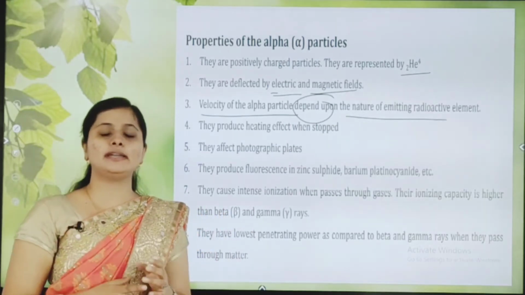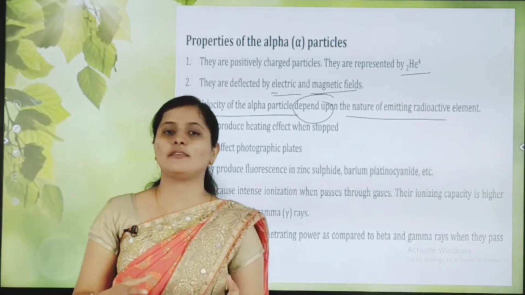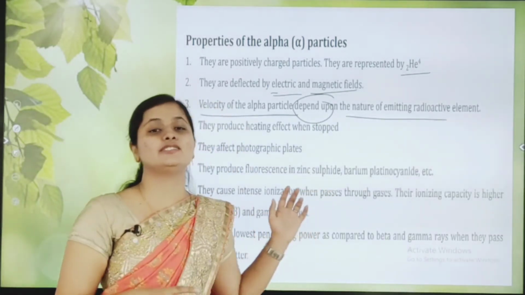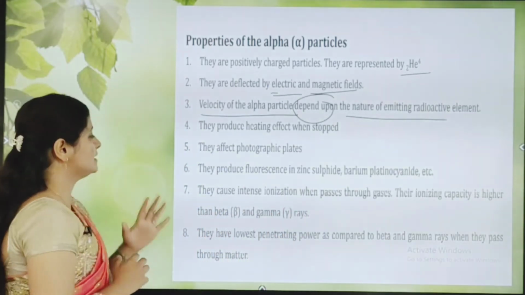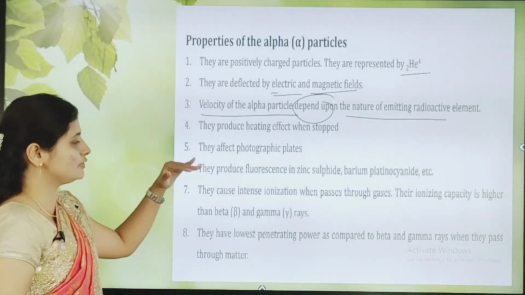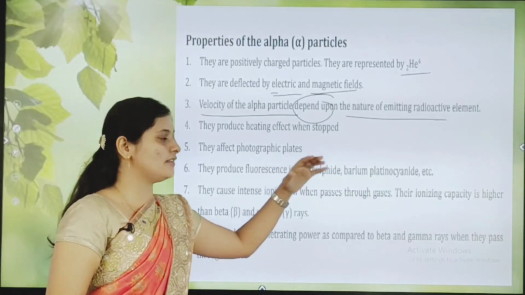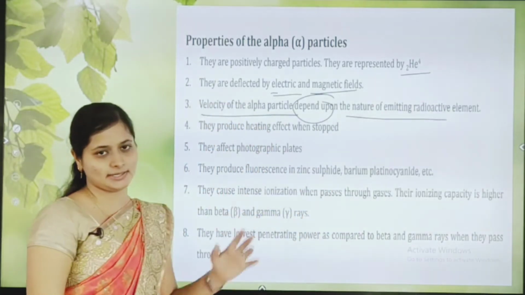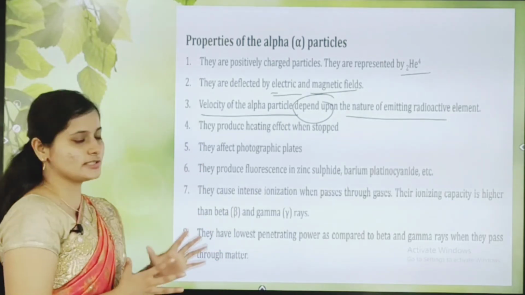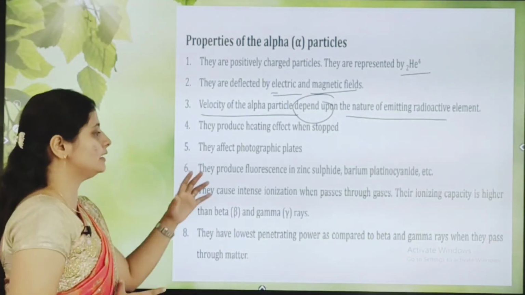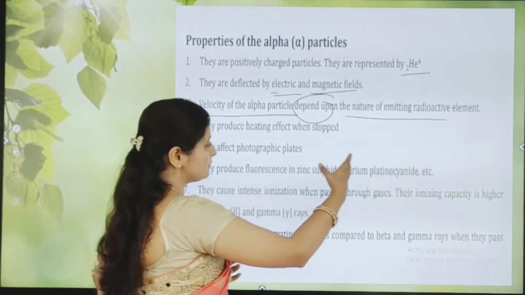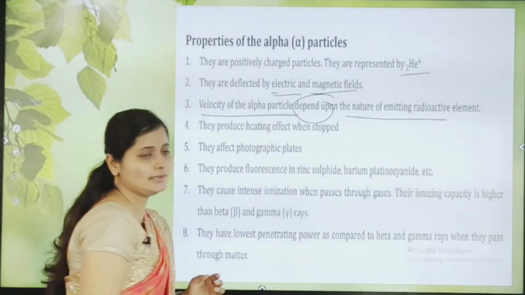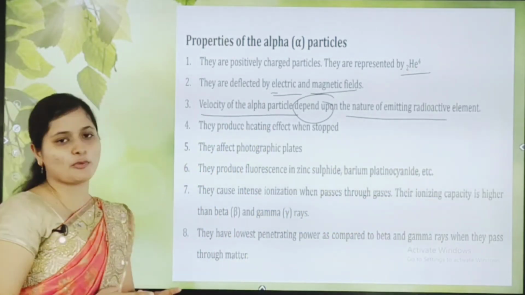Next, the fifth one: they affect photographic plates. So the alpha particle can affect photographic plates. That is the fifth property. Next, the sixth one: they produce fluorescence in zinc sulfide, barium platinocyanide, etc. So fluorescence will be produced in such materials. That is the sixth property.